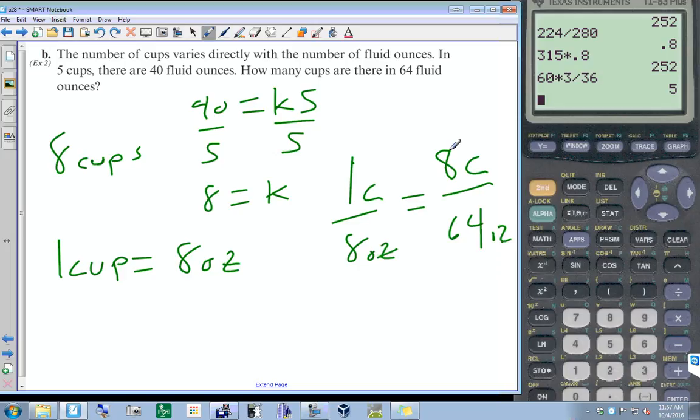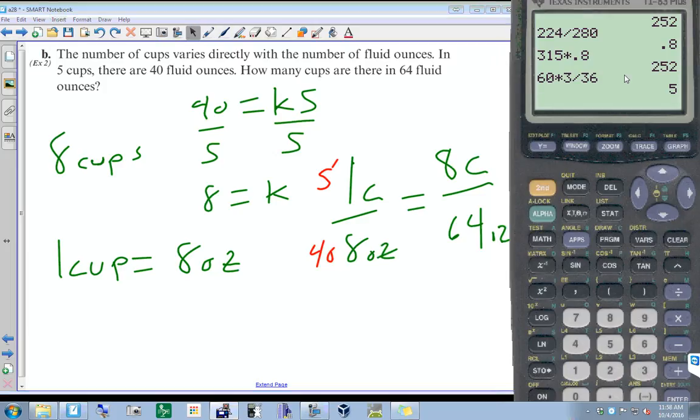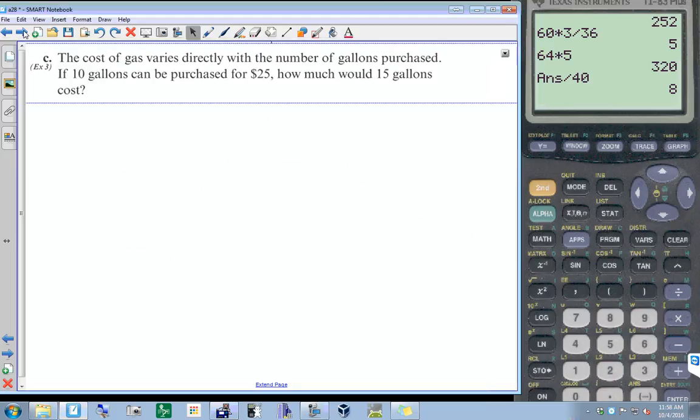I could have even used the 40 if I wanted to. Instead of the 1 and the 8, I could have said, okay, I have 5 up here and I had 40 down here. So I could have used a calculator, and it would have been 64 times 5 divided by 40. And I still got 8. If you set it up properly, no matter which method you use, you'll get the right answer. Okay. So, here we go. Everyone near and dear to your hearts. So I'll give you a minute or so on that one.